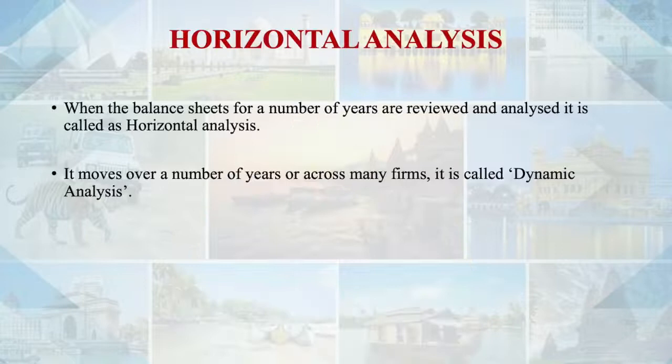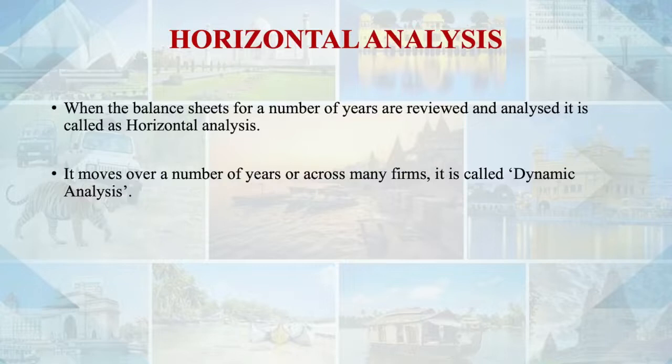It may move over a number of years. That is what I said. For 5 or 6 years the data can be analyzed, or it may be across many firms. So the data of 5 companies for the year 2019 and 20 can be analyzed. So then it is also a horizontal. So either one company can take a data for 3 or 4 years for itself, or it could be across the firms also. And because of it, we called it as a dynamic analysis also.